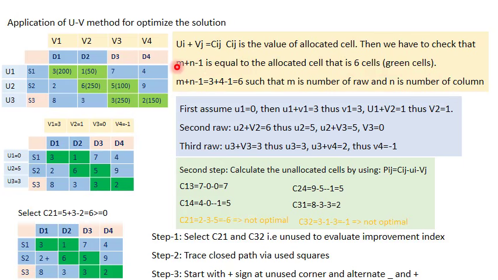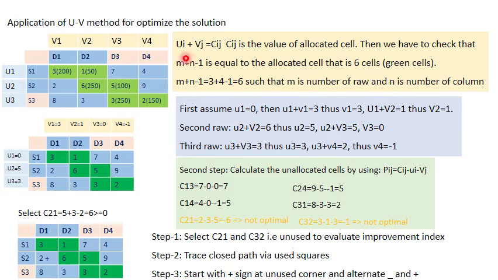M represents the number of rows, and N represents the number of columns. Number of rows plus number of columns minus 1 is equal to the number of allocated cells. The green cells are the allocated cells that we get from the first stage. So this is equal. First we assume that U1 is equal to 0.